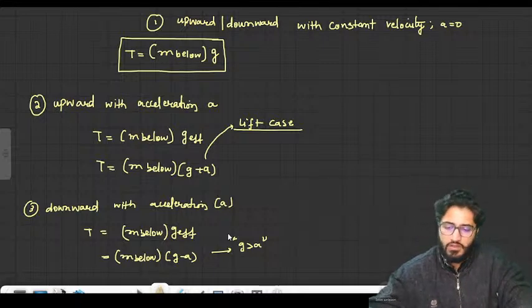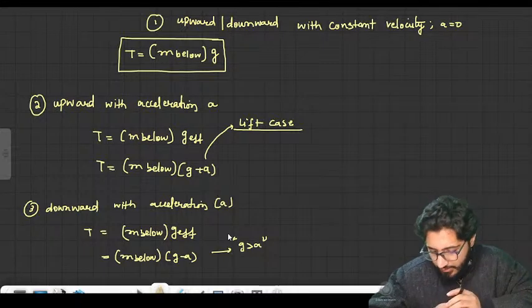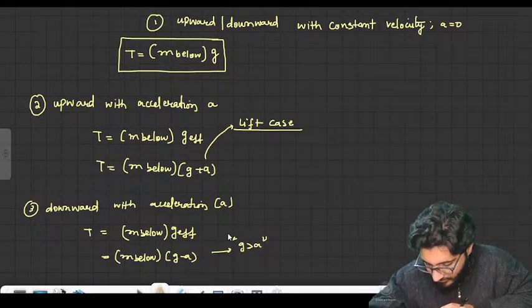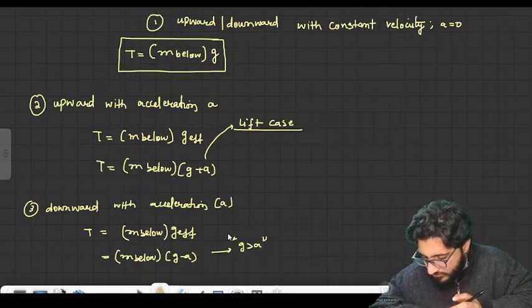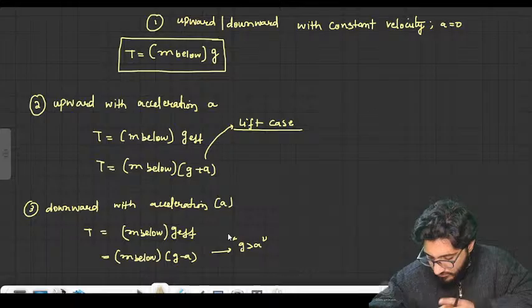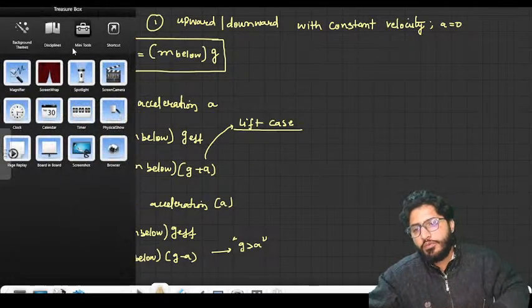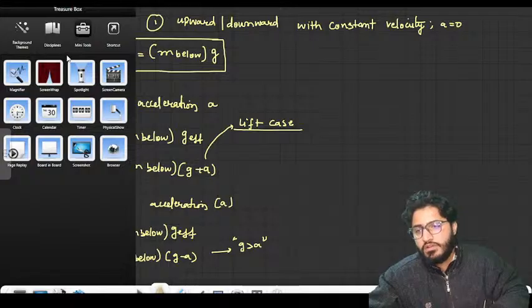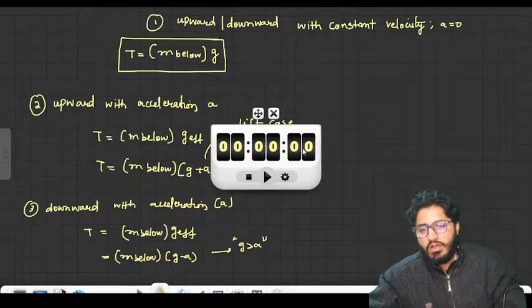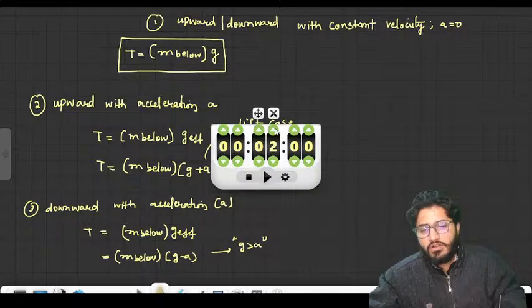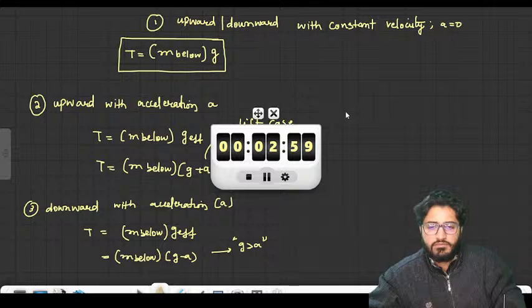So we will be doing a numerical based on this property. I need a break of 2 minutes. Okay, I need a break of 3 minutes.